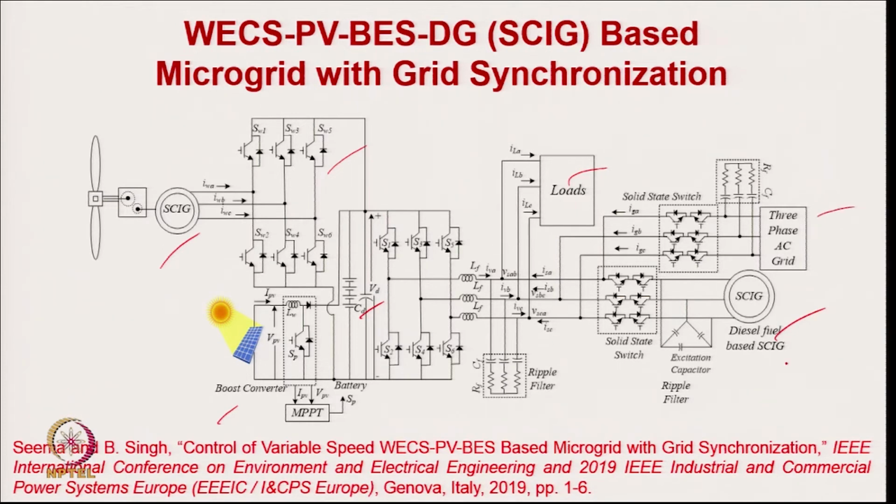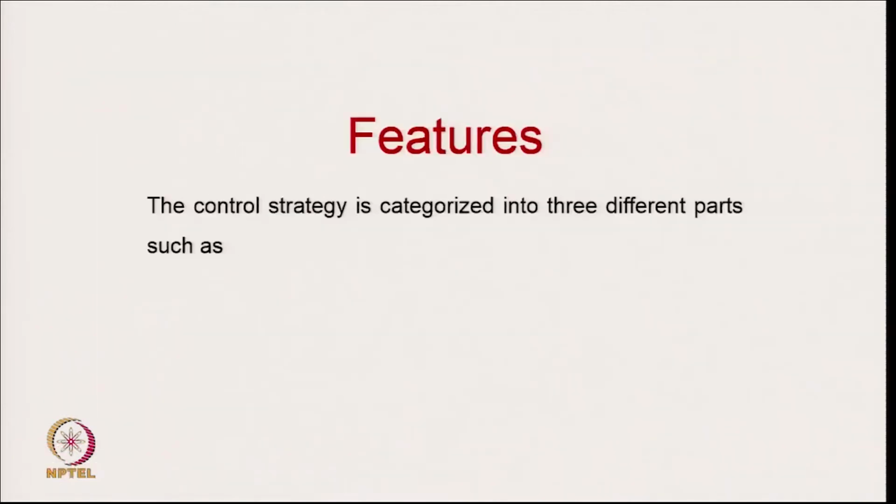So, either you can synchronize to the DG set or to the grid, or you can operate in islanding mode if you have enough energy from solar and wind along with the battery to feed the local load. Once the grid is there, you can exchange power with the grid, but if you have a deficit and the grid is not there, you can take from the DG set.